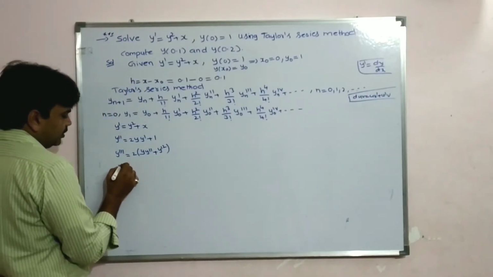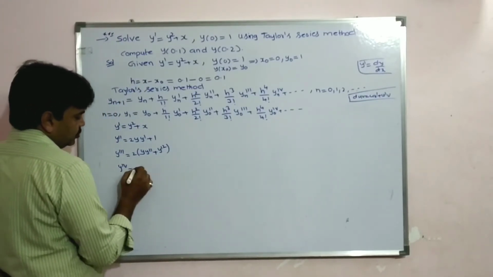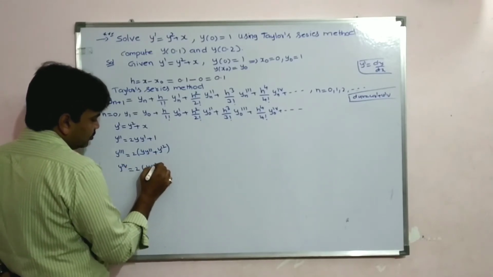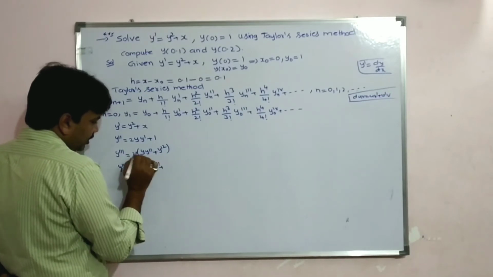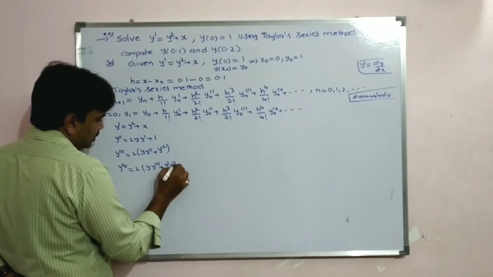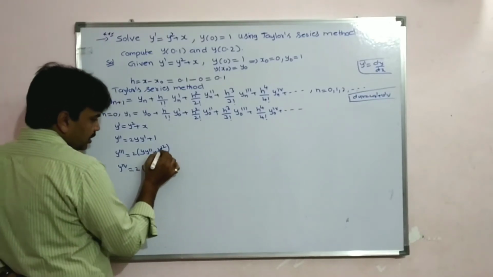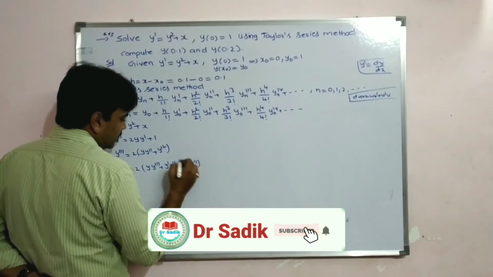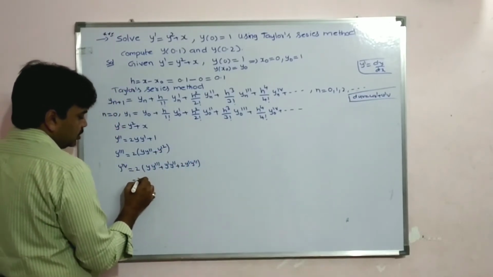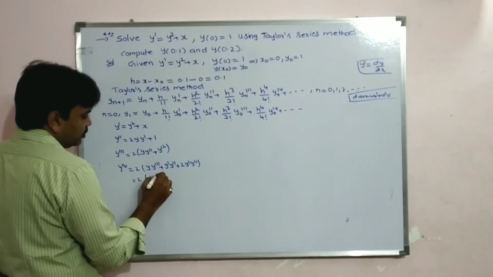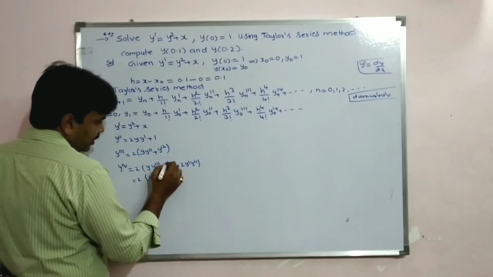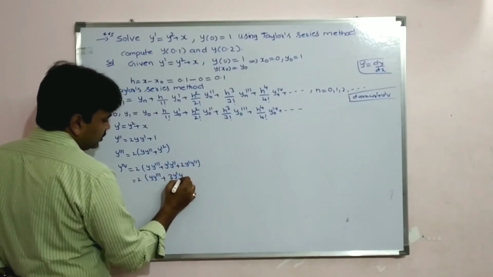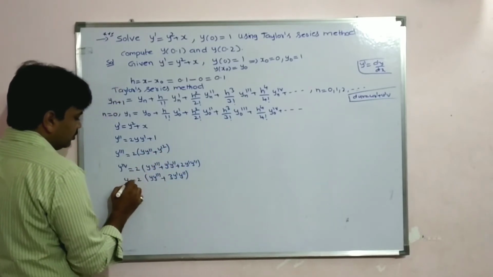So again you find y power 4, students. So 2 into y, the derivative of y double dash is y triple dash, plus the derivative of y, that is y dash into y double dash, plus the derivative of y dash square is 2y dash, and again the derivative of y dash is y double dash. So that is equal to 2y y triple dash plus y dash y double dash plus 2 y dash y double dash, so 3 y dash y double dash. This is y power 4, students.